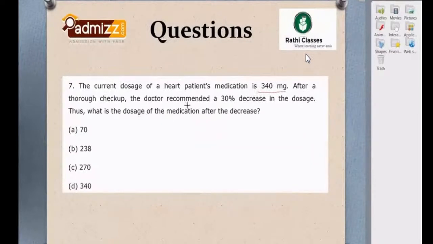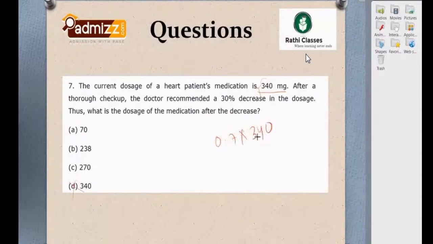After a thorough checkup, the doctor recommends a 30% decrease in the dosage. What does that mean? It should be less than 340. Less than 340, if you see the options, D is eliminated, only 30%. So what you need to do is write 0.7 into 340. Here you can use the concept of digital sum.